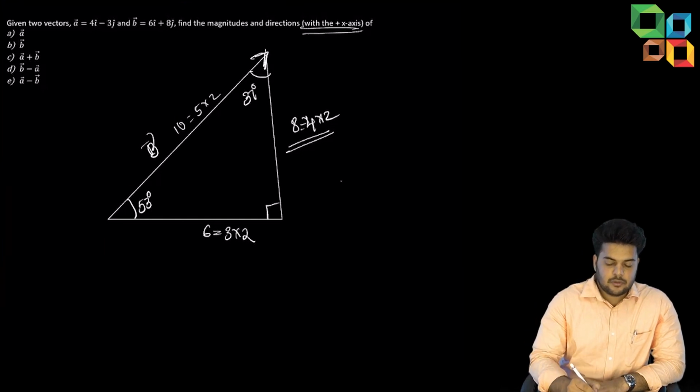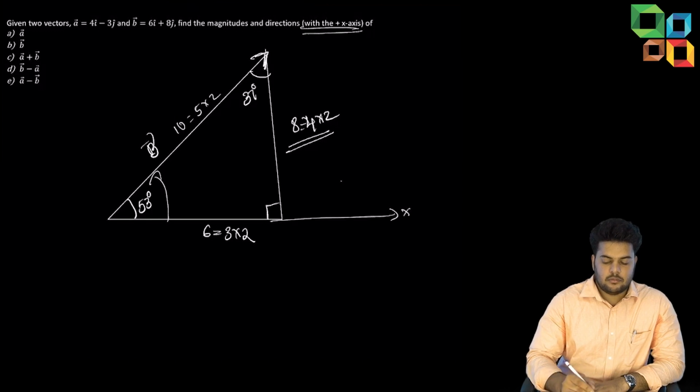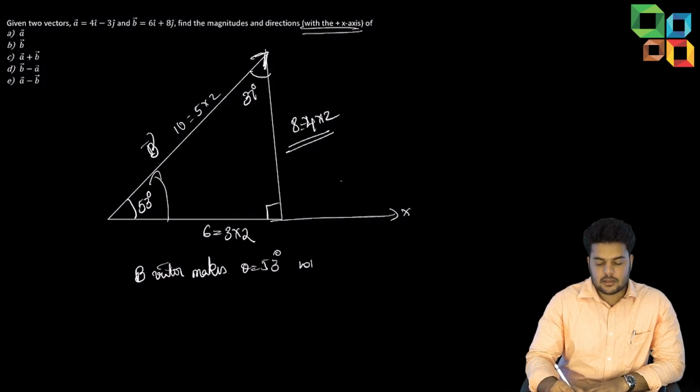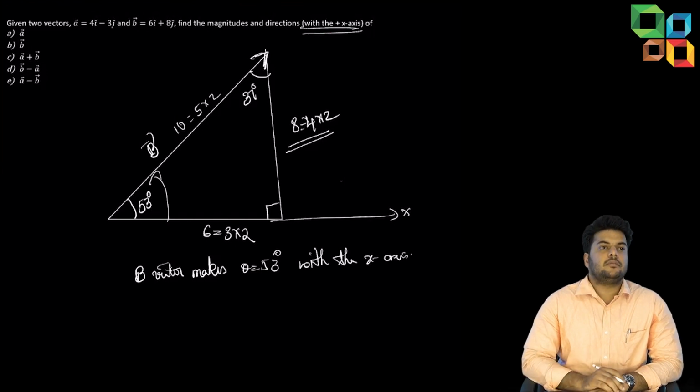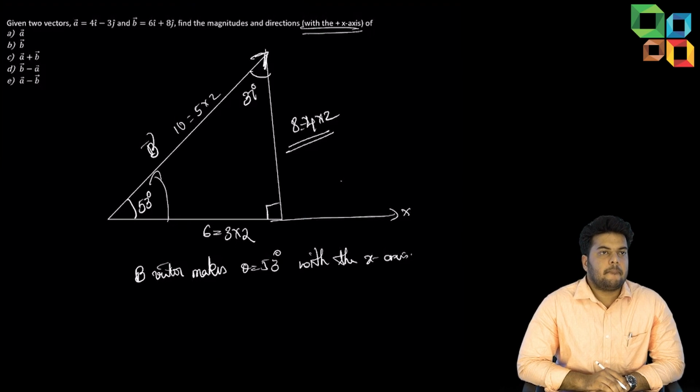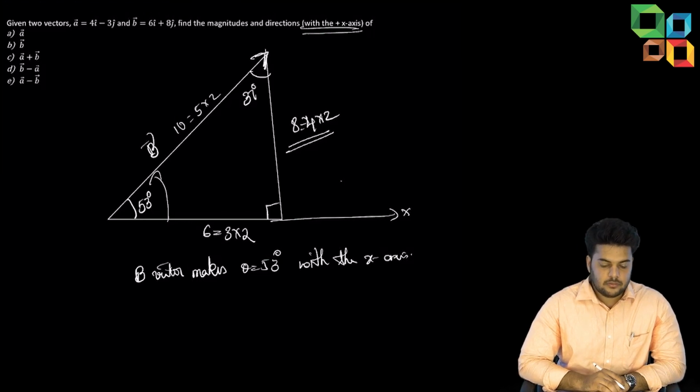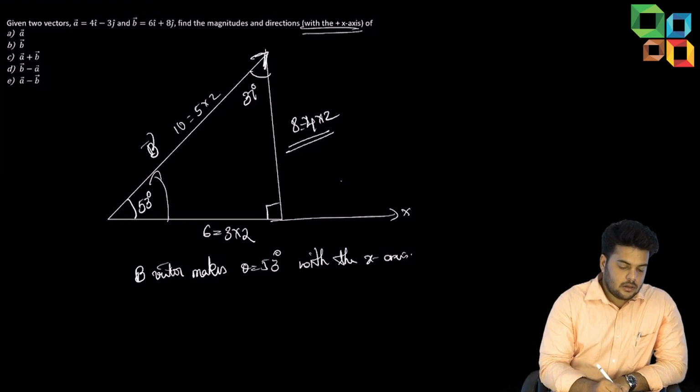So the B vector makes 53 degrees with the x-axis. All right, done. Yeah, correct, Sandra. It's 53 degrees. So these are the answers for B and D and E, right?